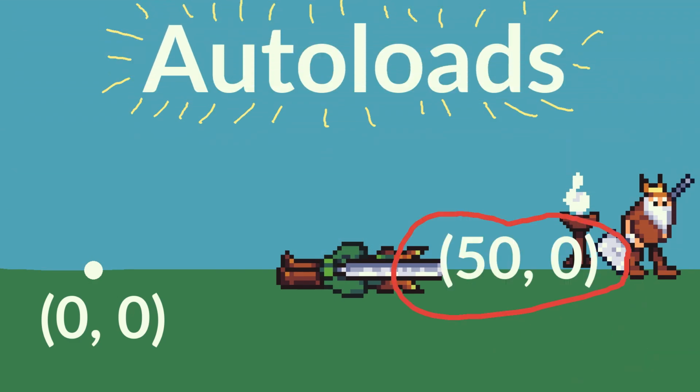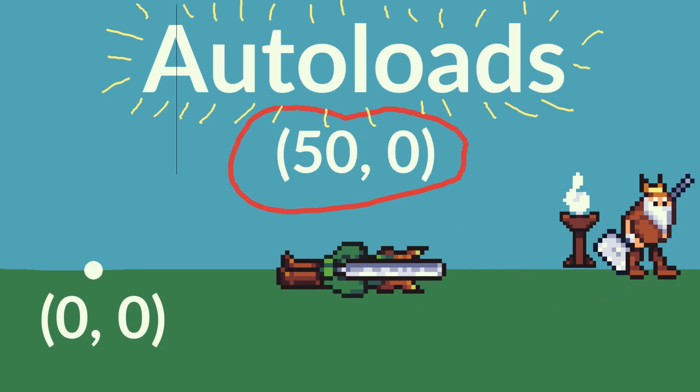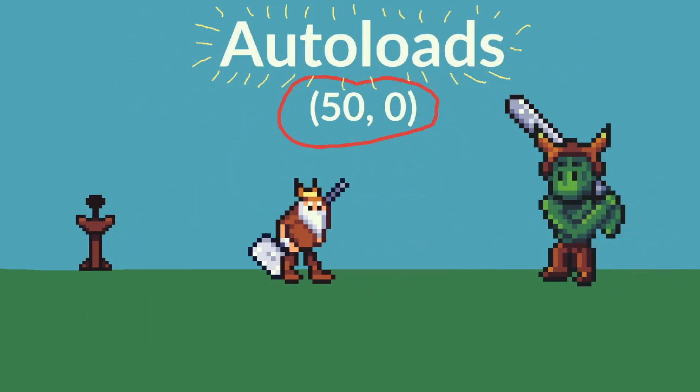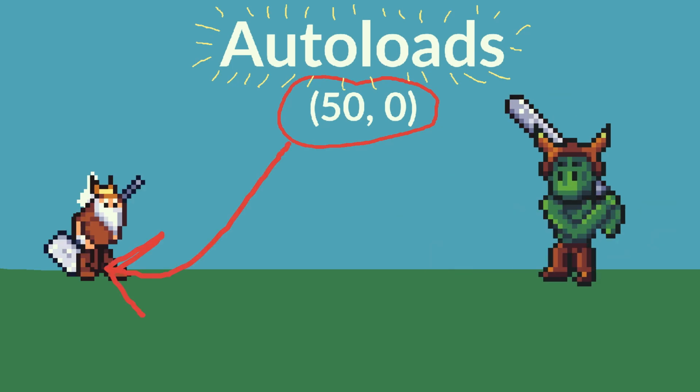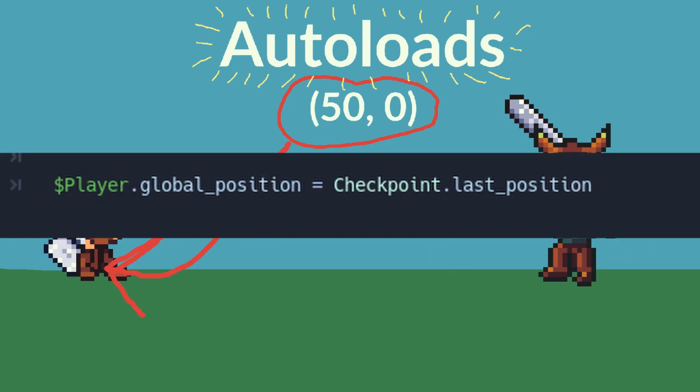We need to save the checkpoint location value into autoloads. So now if the player is defeated, he will respawn in the checkpoint location. We can easily do this with player.globalPosition equal to checkpoint position.